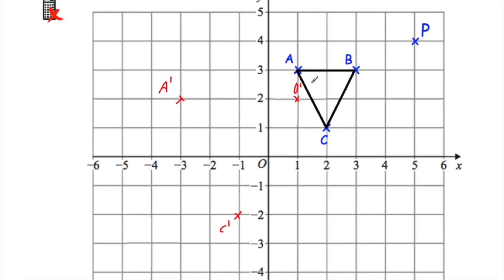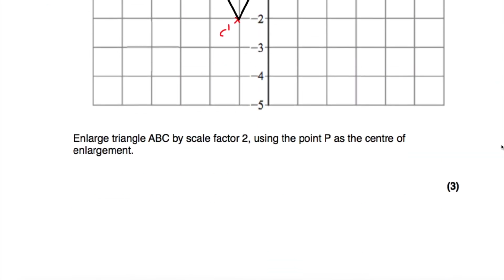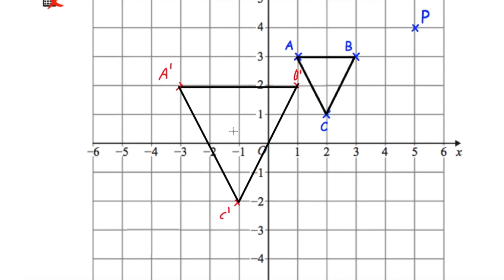So we've made all these points twice as far away from point P, the center of enlargement. Now we just need to join them up. So let's get a ruler and pencil and join them up. And that's it. So we've enlarged triangle ABC by scale factor 2, and we've got A dash, B dash, C dash. Did the question say we had to label it? No, that's it. So we've enlarged it by scale factor 2 using P as the center of enlargement. Okay, let's look at our next question.